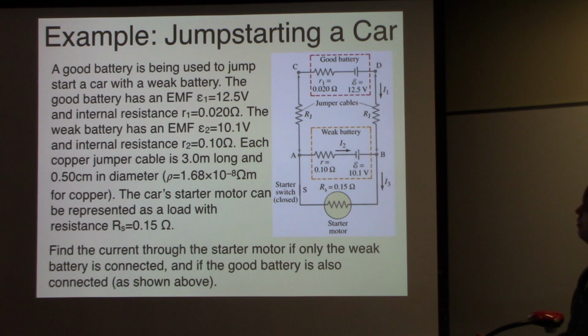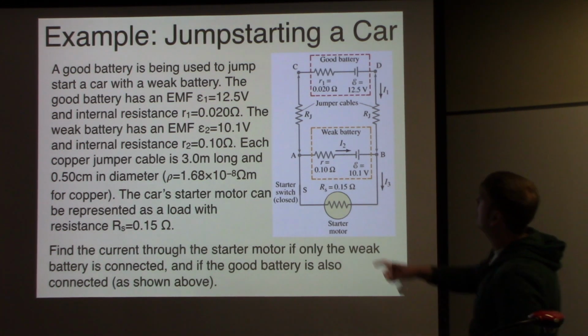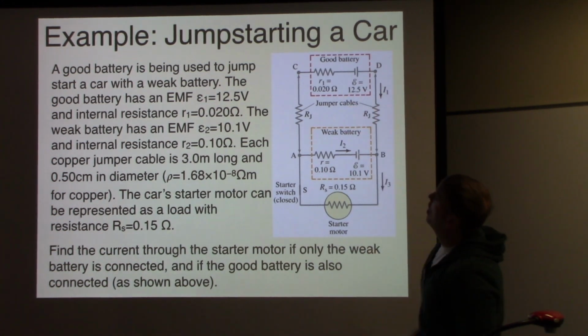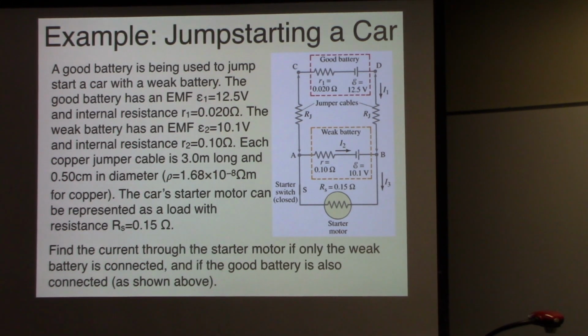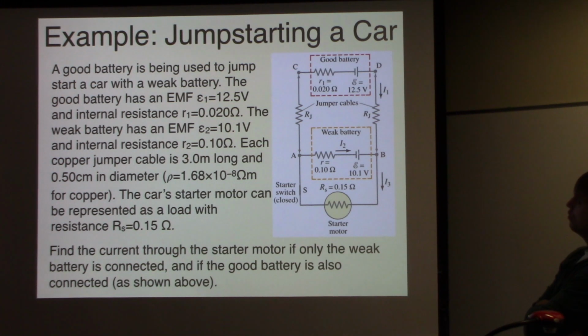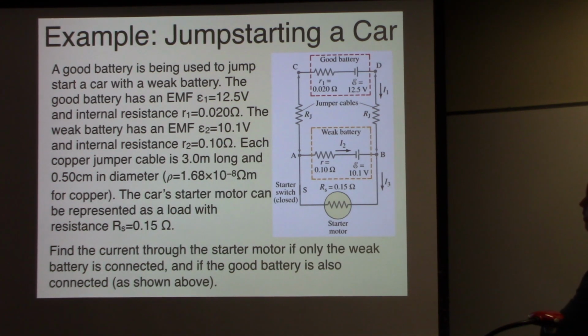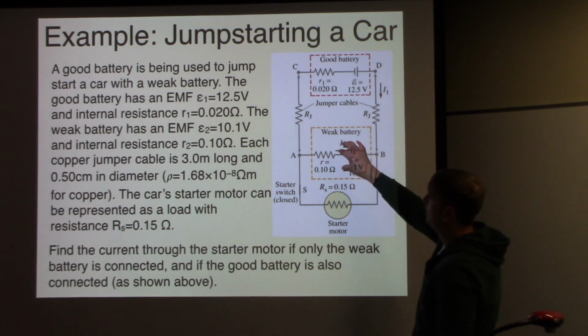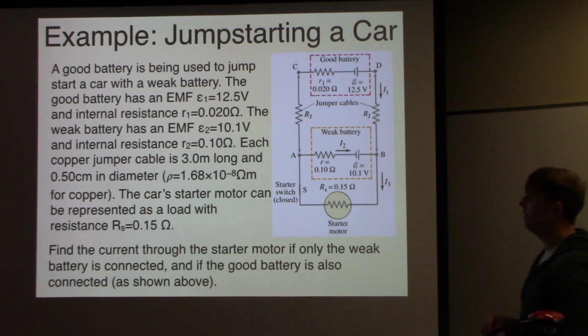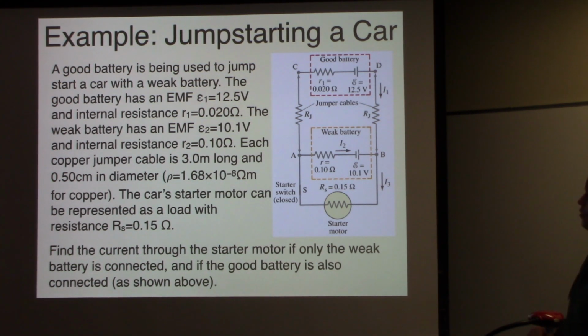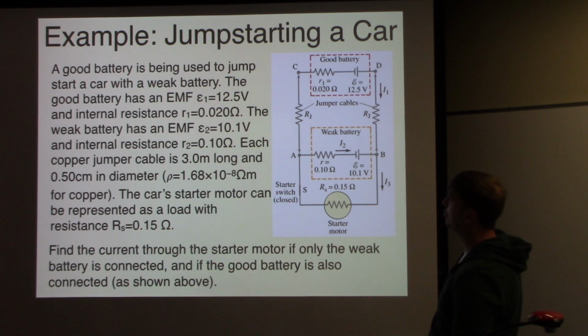The good battery, which is the one we're going to label number 1 up here, has an EMF of 12, or sorry, 12.5 volts, and an internal resistance of 0.02 ohms. So those are going to be labeled as epsilon 1 and lowercase r1. The weak battery, which is right here, has an EMF of only 10.1 volts, so it's getting weaker over time, and an internal resistance of 0.1 ohms, so more internal resistance than would be ideal.